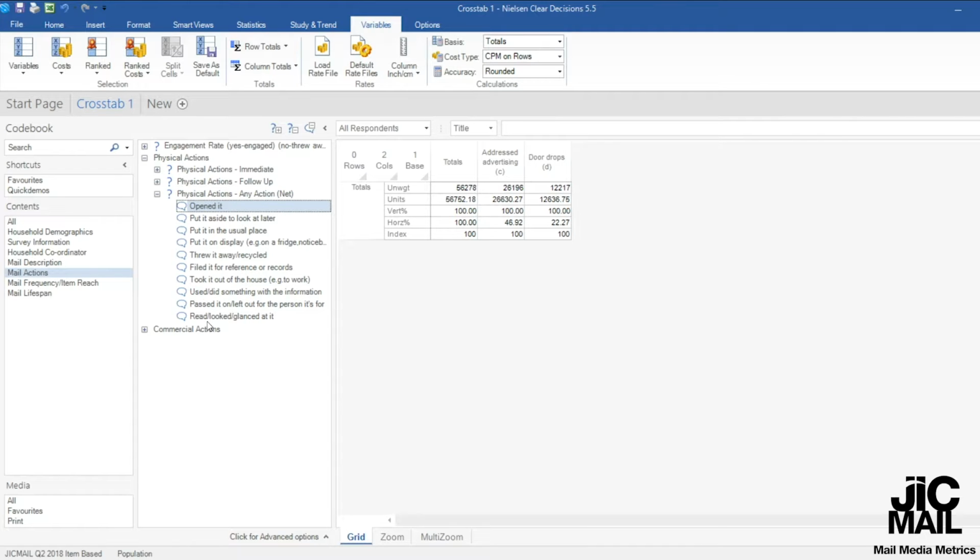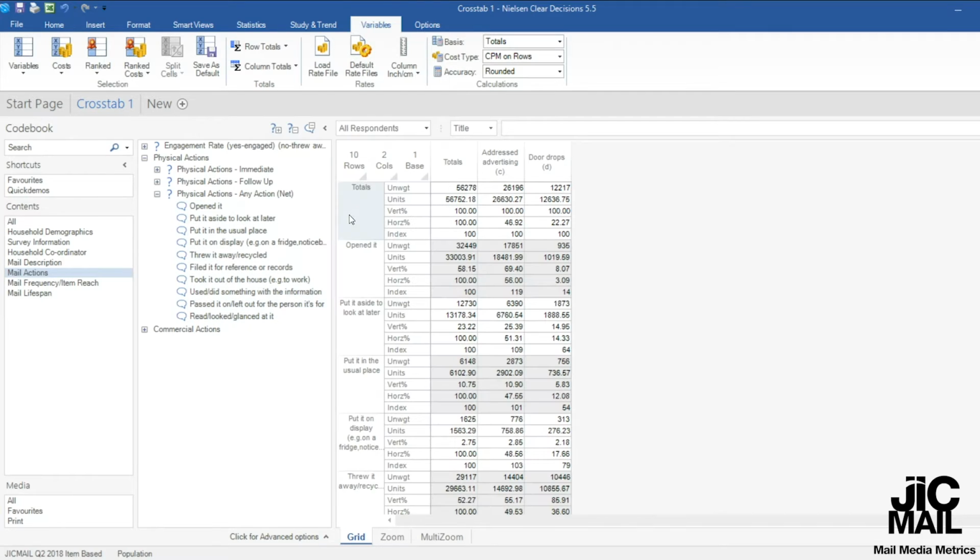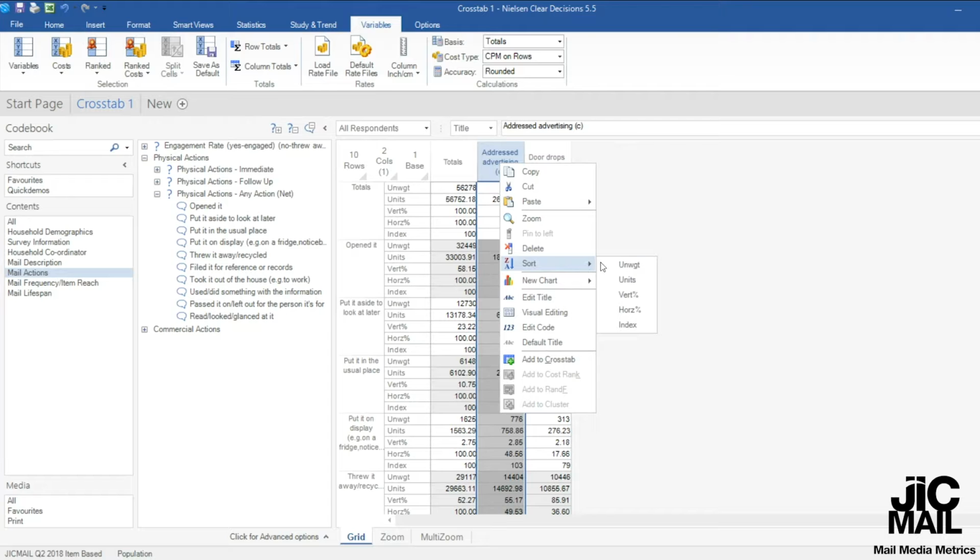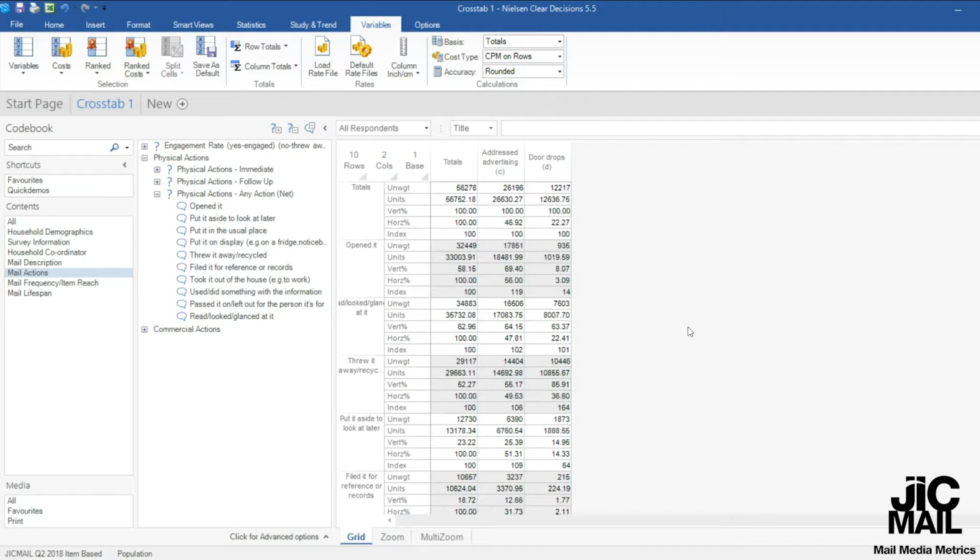So what I'm going to do now is just drop all of these actions into our rows. And I'm just going to now rank this on vertical percentage. So what this tells us here is, again, vertical percentages, you read upwards first. This tells us that 69% of all DM is opened at some point over a 28-day period. The next most common action, well, 64% of it is read, looked or glanced at.